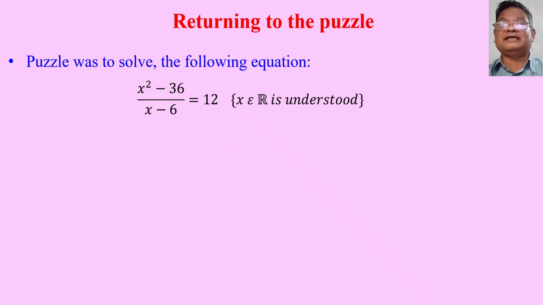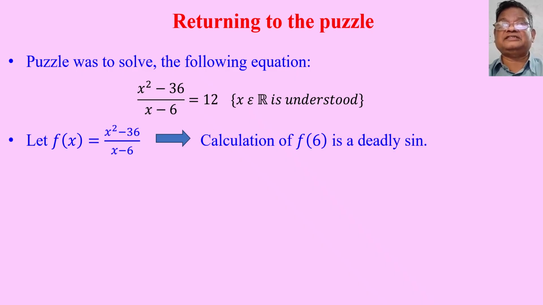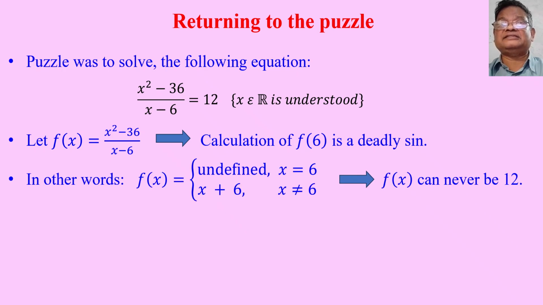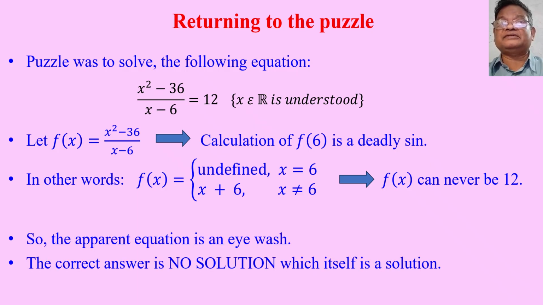X being real is understood. Let f(x) equals (x squared minus 36) divided by (x minus 6), which follows that calculation of f(6) is a deadly sin. In other words, f(x) is undefined when x equals 6 and x plus 6 when x is not equal to 6, which implies that f(x) can never be 12. So the apparent equation is an eyewash. The correct solution is no solution, which itself is a solution.